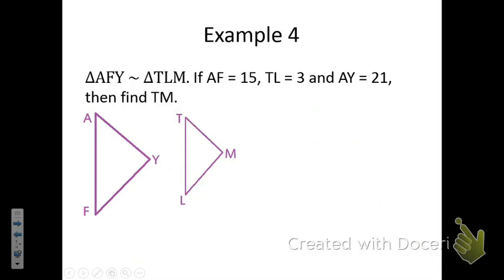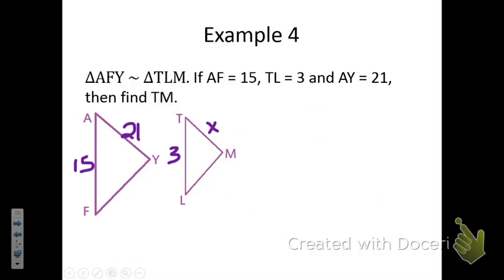Okay? So the first thing I'm going to do is I'm going to label my pieces here. So it says AF is 15, TL is 3, AY is 21, and it's asking me to find TM, so I don't know what that is. I'm just going to call it X. Now, this one you can kind of look at the picture and determine what is going to correspond with each other. If you couldn't do that, you could also look at that statement and determine which pieces you're going to correspond as well. Okay? So either way, you can kind of figure out what pieces you're going to correspond.